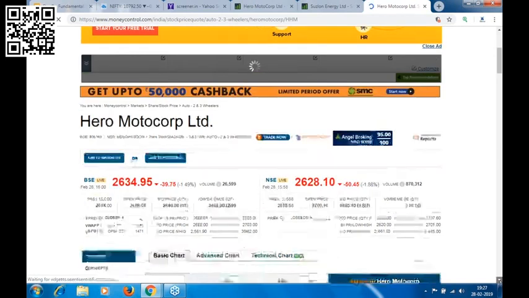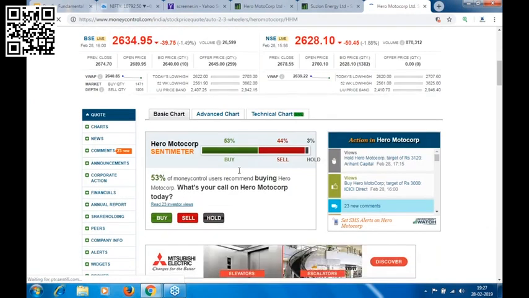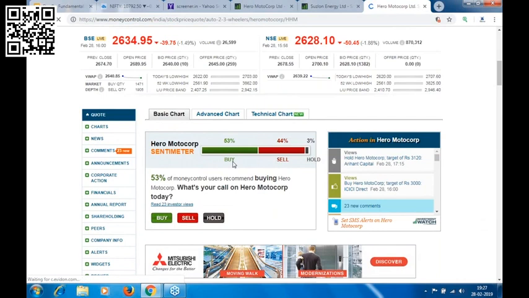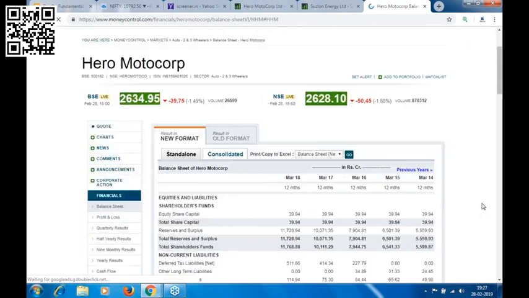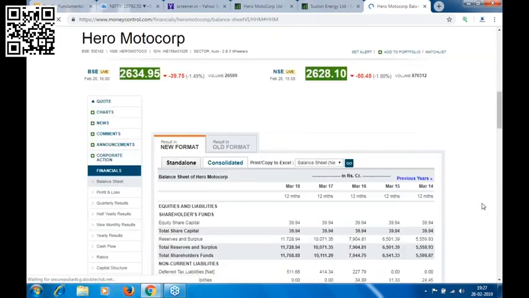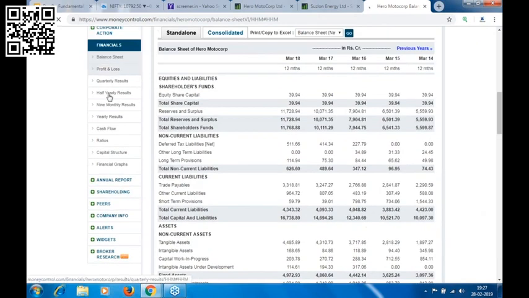Now if we move down, this also gives you a sentiment meter of what the sentiments of the people are, that 53% of the people are saying buy, 44% are saying sell and 3% are saying hold. If you want to look into the financials, you can click into the financials. This will give you the balance sheet, profit and loss, quarterly results, half-yearly results, 9 monthly results, yearly results, cash flow and ratios that you can see.